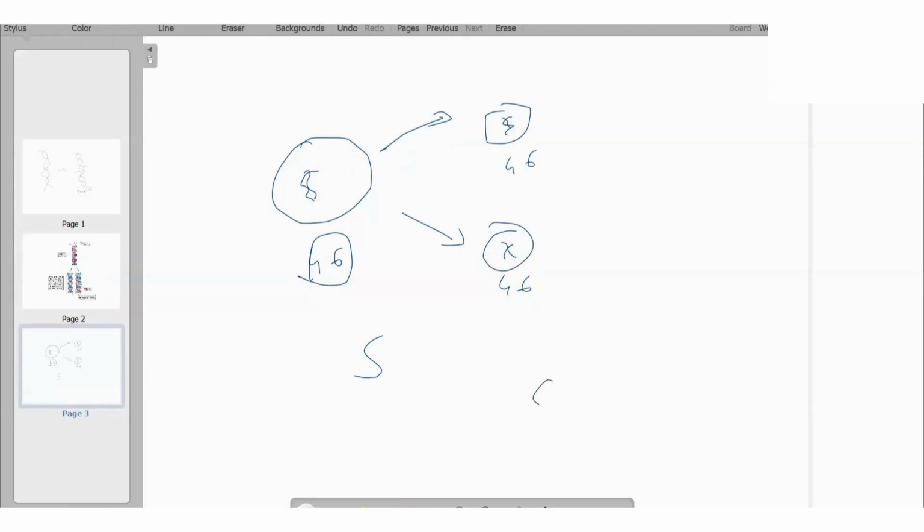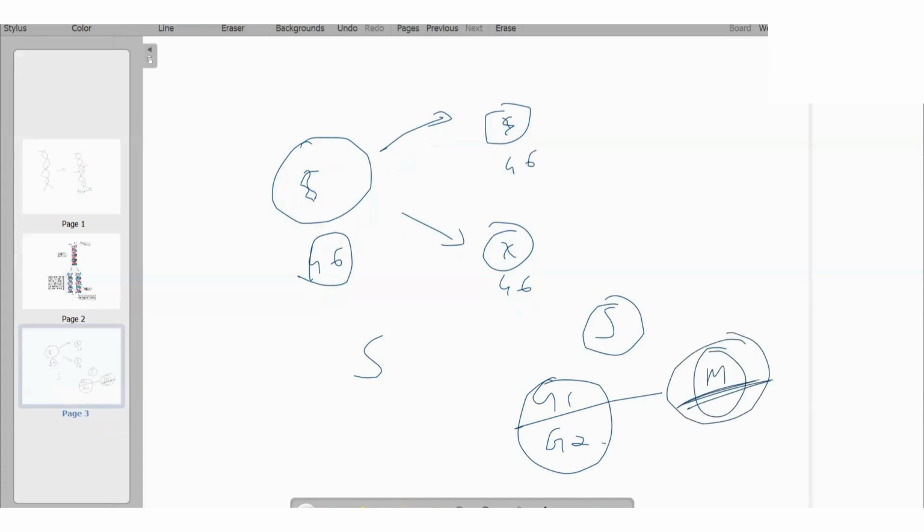There is G1, there is G2. G1 and G2 are gap phases, and then there is S phase, where the DNA is synthesized. Then there is M phase, the mitosis phase. This is where cell division happens. But before the cell divides, you have to make sure you have enough to give to them, right?